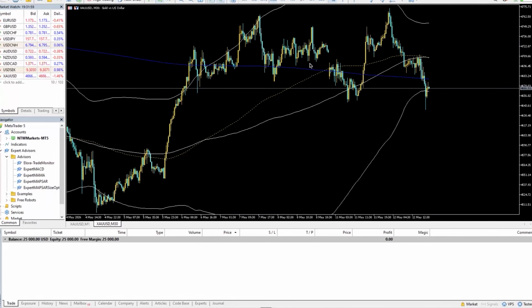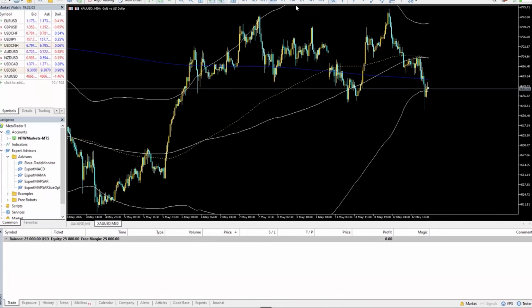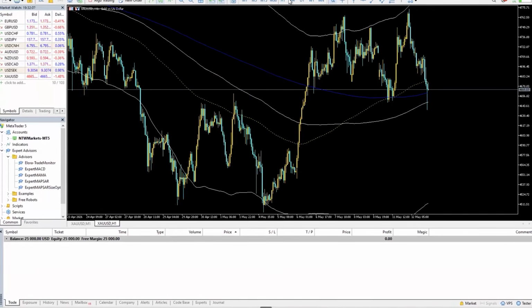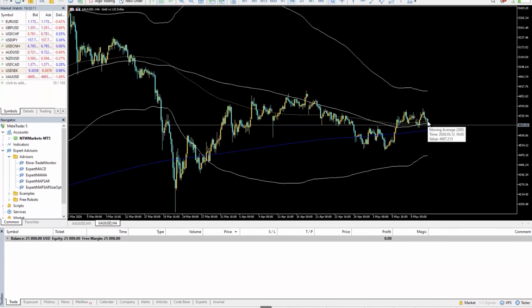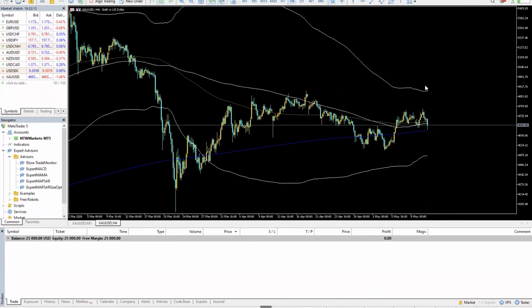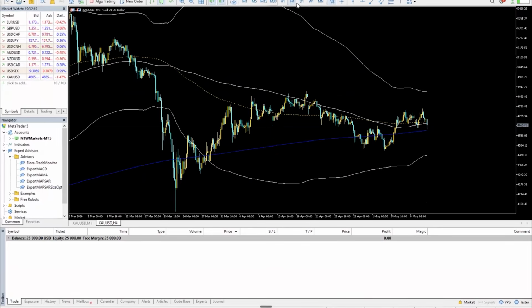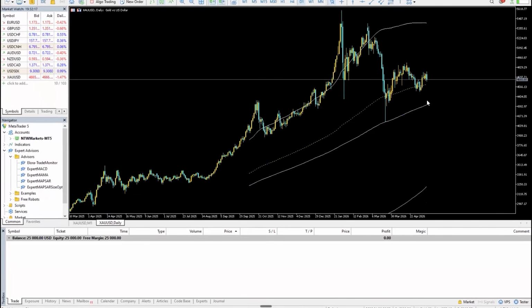When price is above it, it represents a support. When price is underneath it, it represents a resistance. This is it on the H1 as well, looking nice. On the H4, as soon as it goes above here, I'm positive we're going to hit the take profit at the top Bollinger Band here. And that's basically how this works.